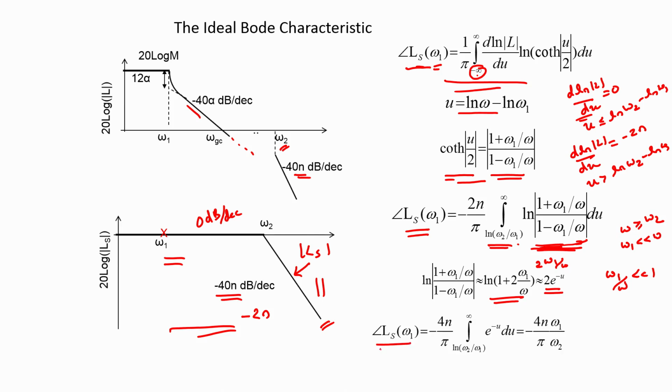So having performed the simplification, we can proceed with the integration. We would have the angle of L of s at omega 1 to be equal to minus 4n by pi times the integral of e to the power minus u du, with the limits of u being ln of omega 2 by omega 1 to infinity. And if one computes this integral, then one can show that the angle at the frequency omega 1 is given by minus 4n by pi times omega 1 by omega 2.